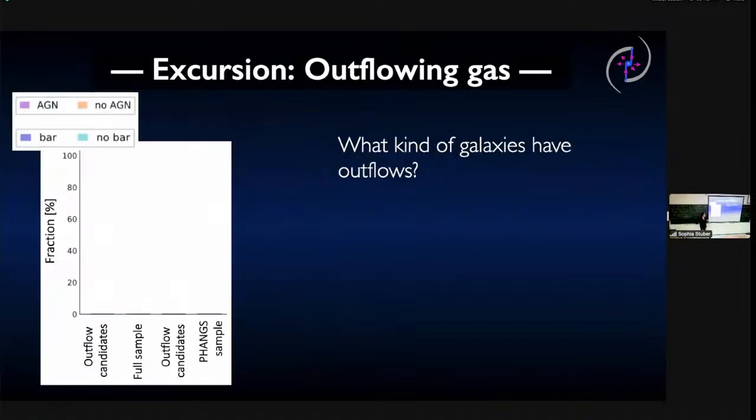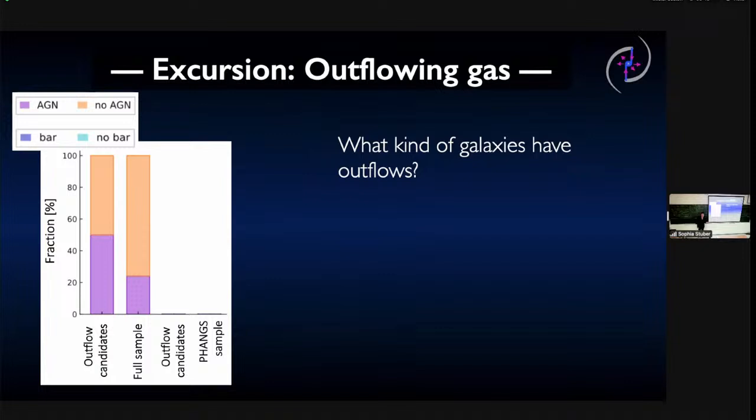Yes, and of course we were also asking the question, what kind of galaxies have outflows? Because of course 25% means not all of our galaxies have outflows. So we had a look at the AGN fraction, because that is one of the main mechanisms that could drive an outflow. Well, only about half of these outflow candidates have an AGN, which is still more than we have in the full sample. But half of the galaxies do not have an AGN.